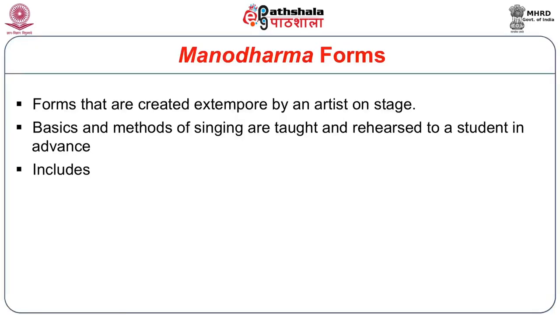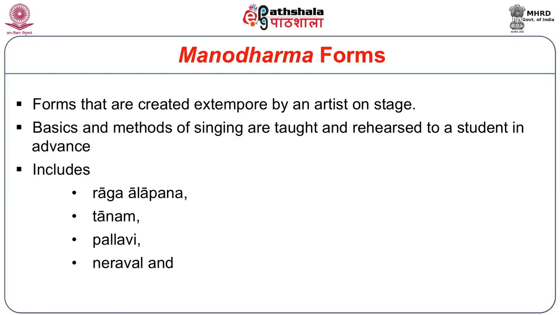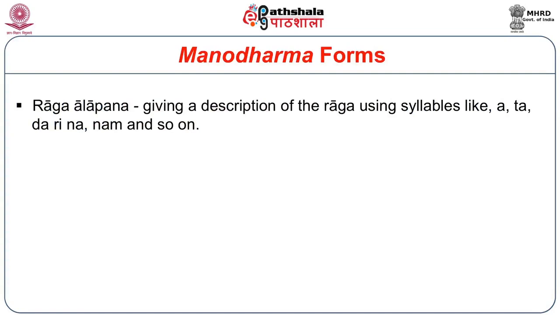In Manodharma, we have 5 main aspects. They are the Raga Alapana, Tanam, Pallavi, Neraval, and Swarakalpana. I'll just show you a few aspects of Manodharma Sangeeta. The Raga Alapana is actually giving a picture or essaying the melodic aspects of that raga. Suppose we take Kalyani.